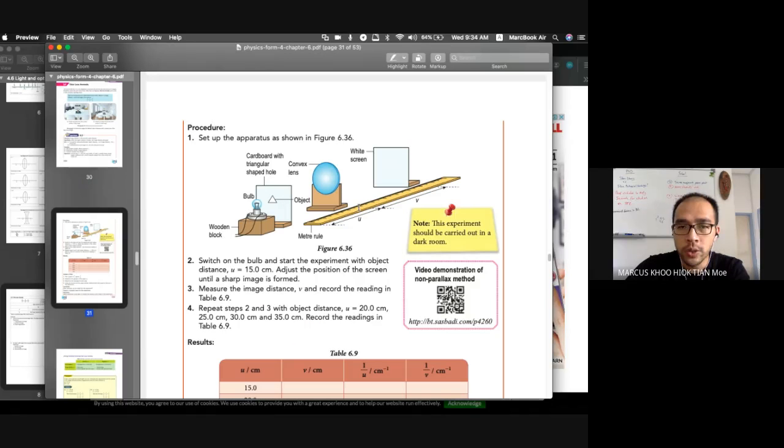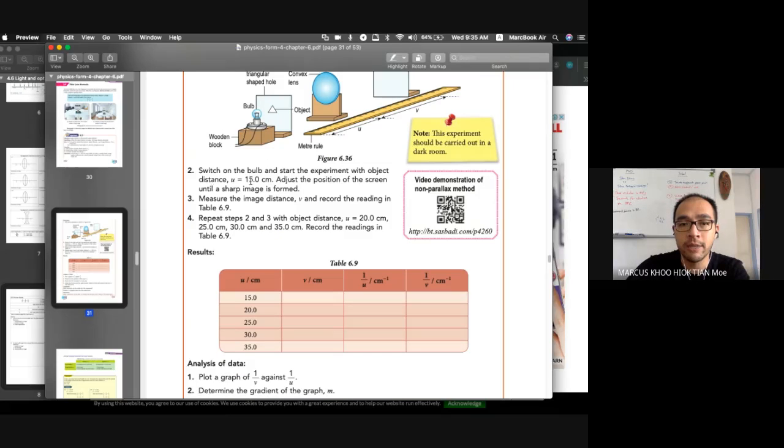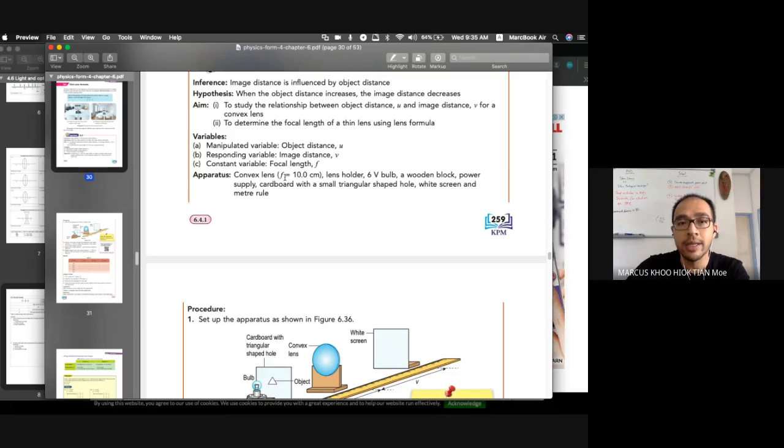I want you to use this setup. Although we're going to do it virtually, this is how the actual setup is. You put the object over here, you put the convex lens over here, and after that you put a white screen. The idea is to capture the image on the white screen. So switch on the bulb and start the experiment with an object distance of u equals 15 cm. But over here, if you notice the convex lens, f equals 10 cm.